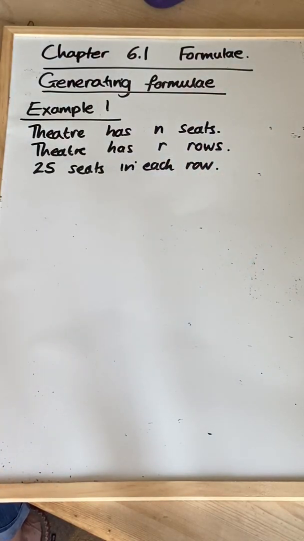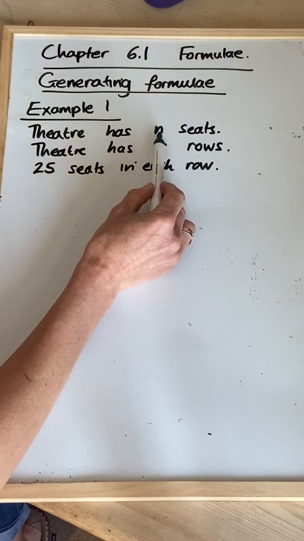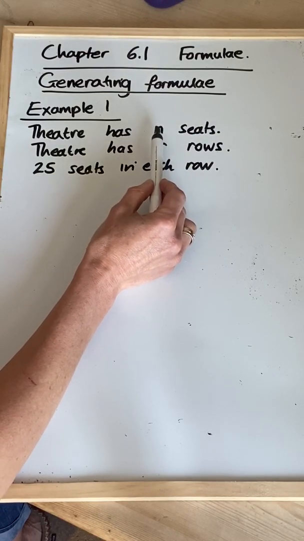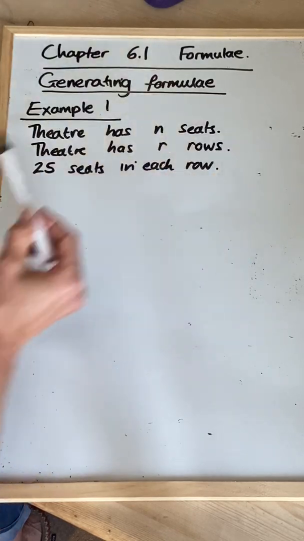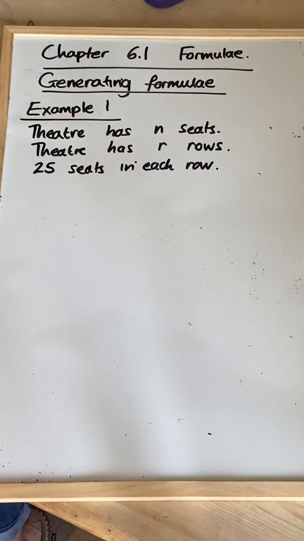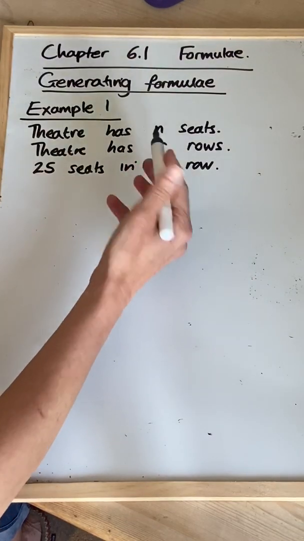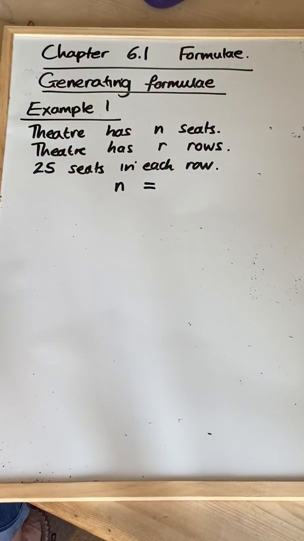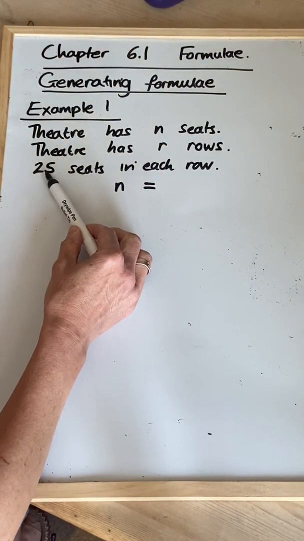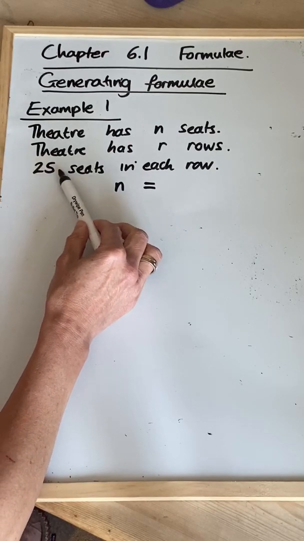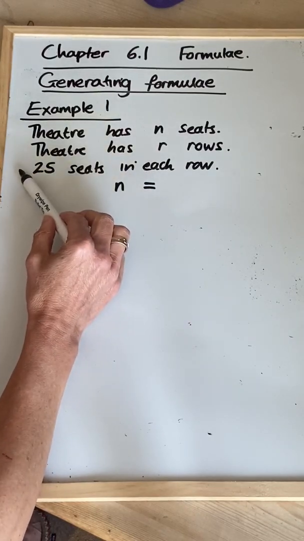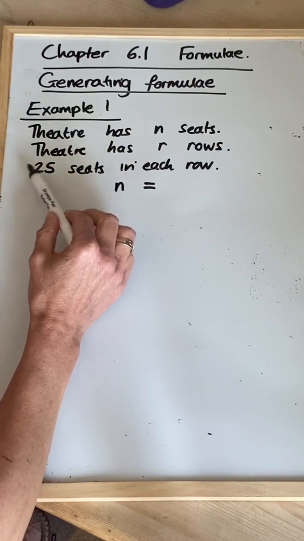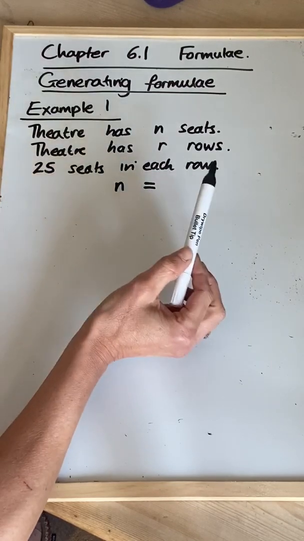Now what I want us to do is to come up with a formula that tells us how many seats there are in total in this theatre, because that's what formulae do. They give us ways of calculating things quickly and easily. So in this theatre, we are going to say we've got n seats, and that is equal to, now think about it, if we had one row, we'd have 1 times 25 seats. If we had 2 rows, we'd have 2 times 25 seats. If we had 3 rows, we'd have 3 times 25 seats.